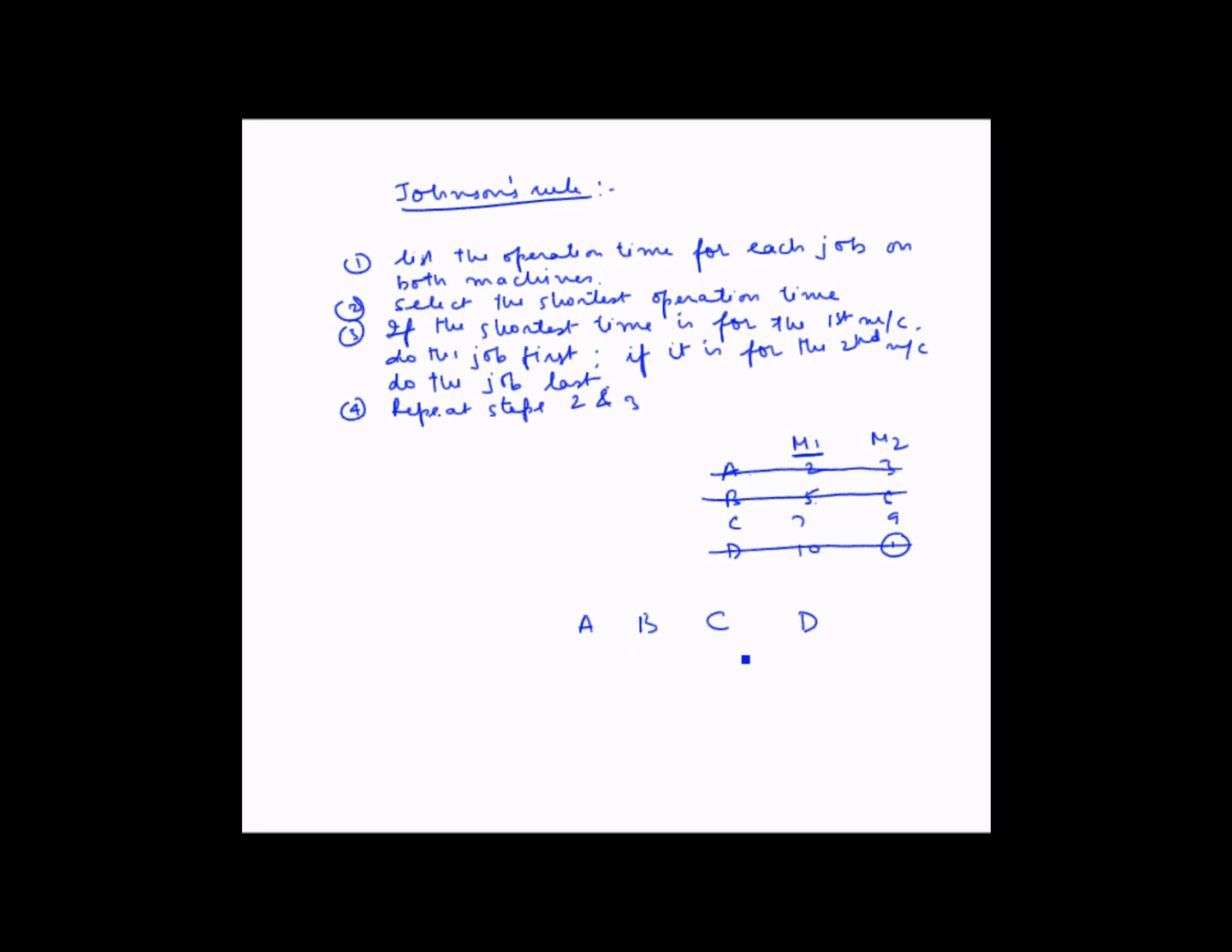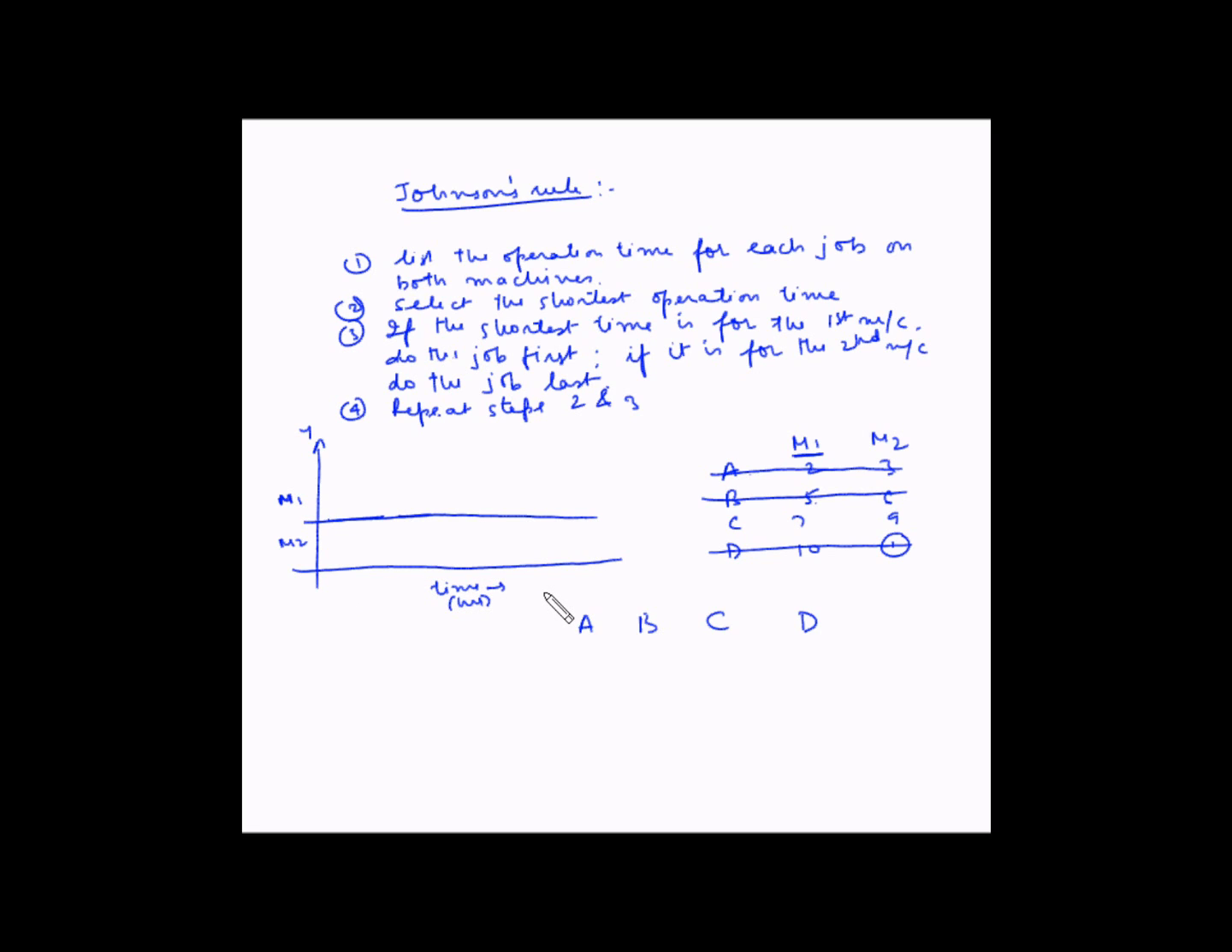Now let us try to understand this rule in a different way. So let us first create a graph. Suppose this is our time in hours, and on the y-axis we have the machines. So below this line is M2 and above the line is M1.